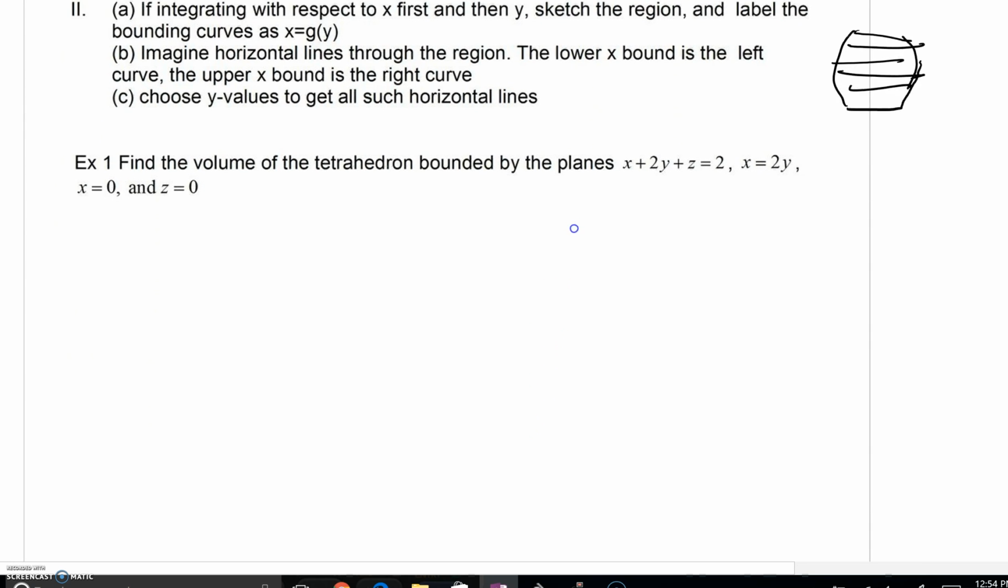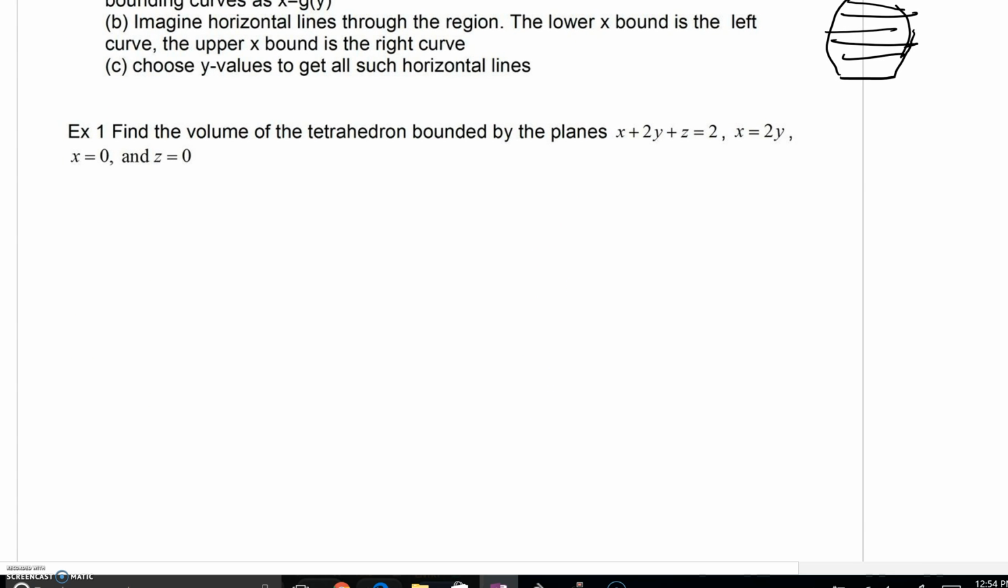As we look at example 1, we're looking at a couple of problems today. Right now you might very well be thinking, didn't we learn all of this yesterday? You learned a lot, but here are 2 problems that have a little bit of a twist to them. It says, find the volume of the tetrahedron. How many sides do you think a tetrahedron has? 4, right? You've got 4 sides, and they're saying bounded by planes.